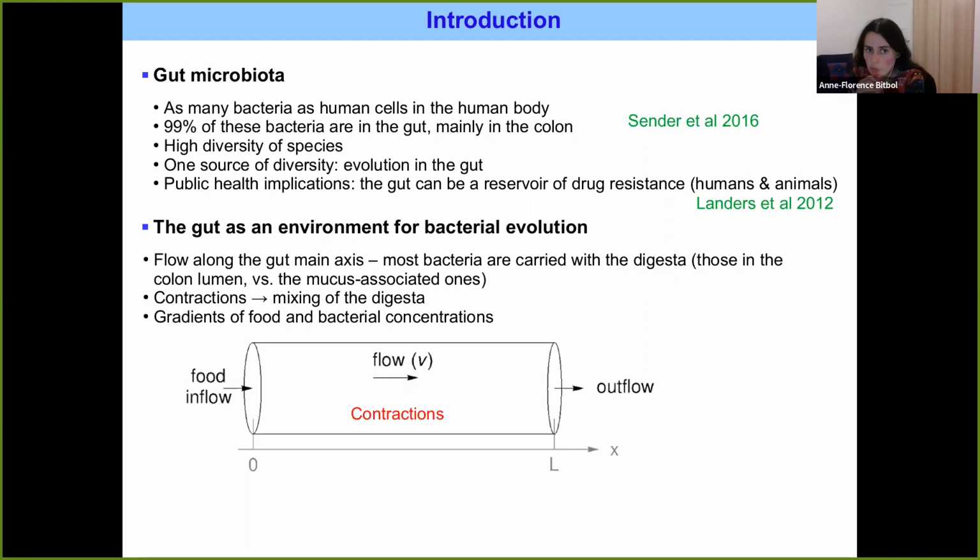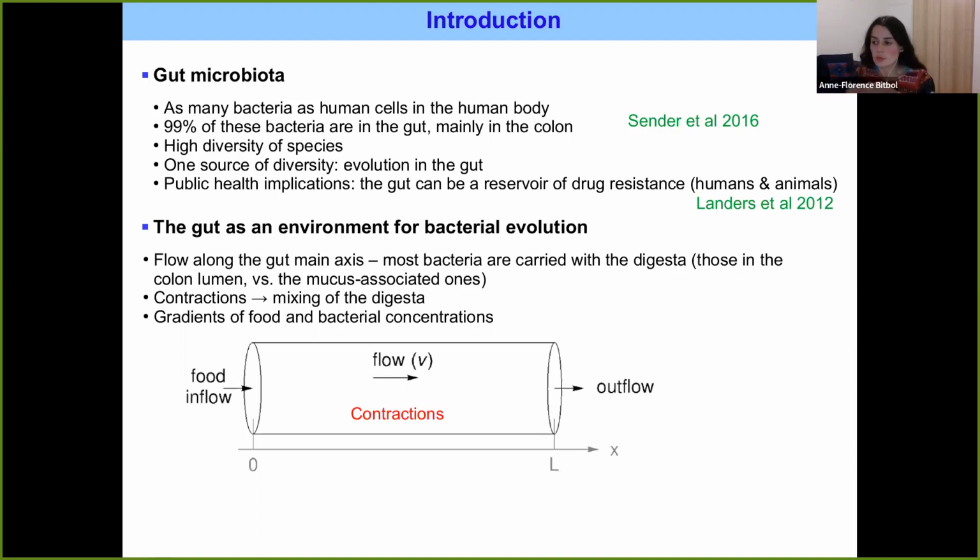And one source of this diversity of species is evolution within the gut. We are going to focus on this part. And in fact, it can have public health implications because the gut can be a reservoir of drug resistance, both in humans and in animals. So understanding how drug resistance would evolve in the gut can be of importance for this.